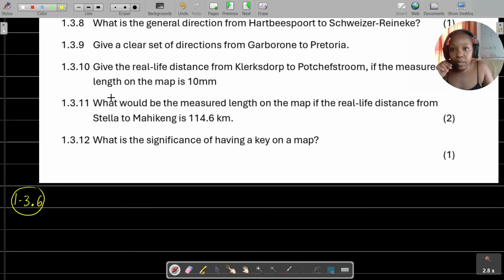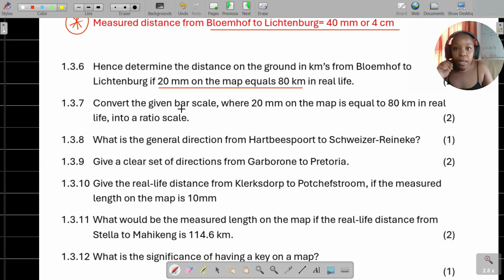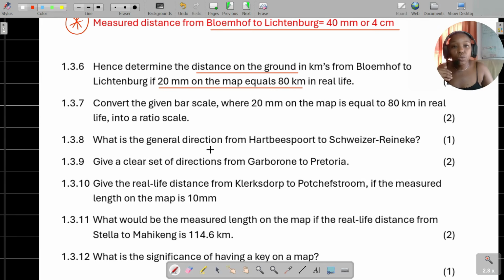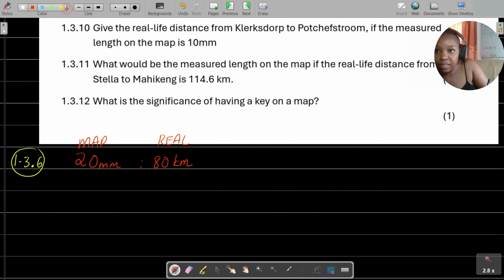Okay, so what does this mean? What is now the distance on the ground? Because that's what they want. If you are given that 20 millimeters on the map equals 80 kilometers in real life, what does this mean? 20 millimeters on the map is to 80 kilometers in real life. Easy. Because we've already measured the distance from Bloemhof to Lichtenburg in millimeters, we are just going to take that 40 millimeters.